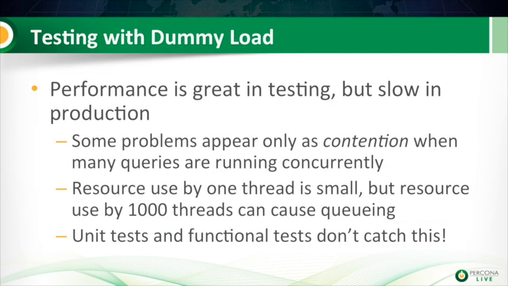Another naive testing mistake is testing with not only dummy data, but dummy load. That is, in development and testing, it may be tempting to just do unit testing or functional tests to see if your application queries work correctly. But some problems appear only when you're running many threads concurrently, and that happens when the threads are in contention with one another. For example, doing table locks that are causing each other to serialize. Or resource use by one thread is insignificant, but multiply that by 1,000 threads and it can cause significant load.